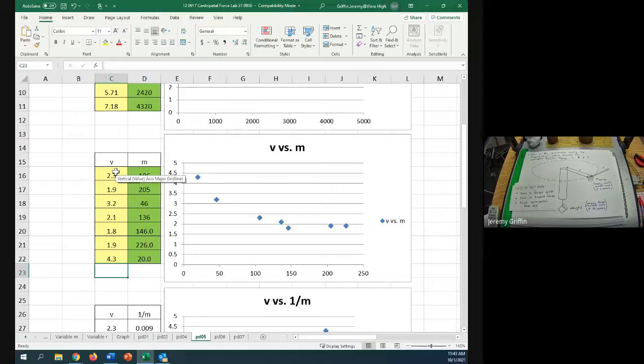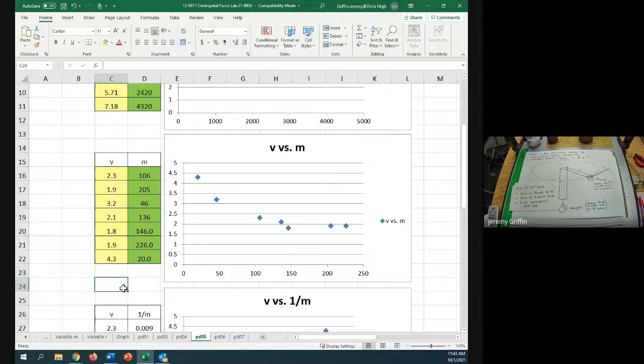Yeah, look at that. Inverse relationship. Exactly like you guys just hypothesized. As the swinging mass gets more massive, you actually have to swing it a bit slower to maintain a horizontal circle of constant radius.